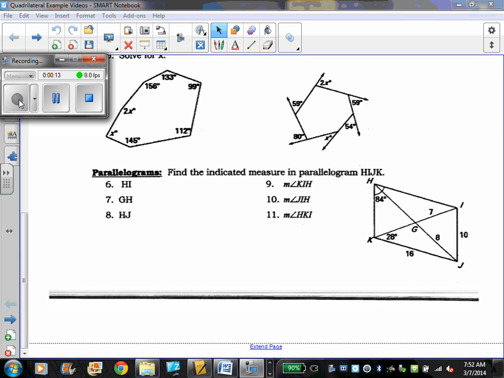Parallelograms. We want to find these indicated measures in this shape that we know is a parallelogram, and what we're going to need to do is use some of the properties that we learned about parallelograms to be able to do so.